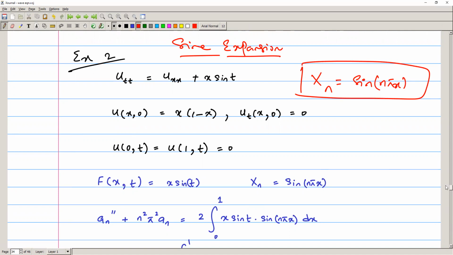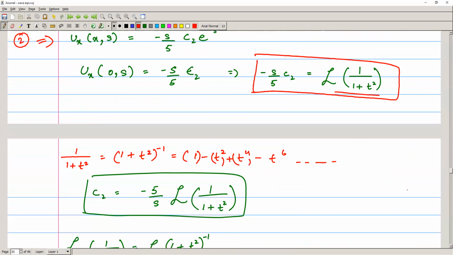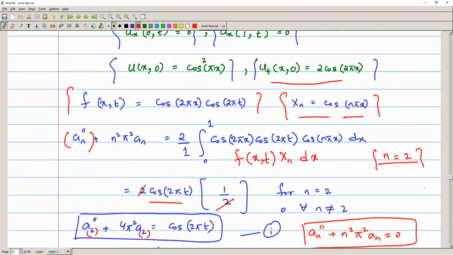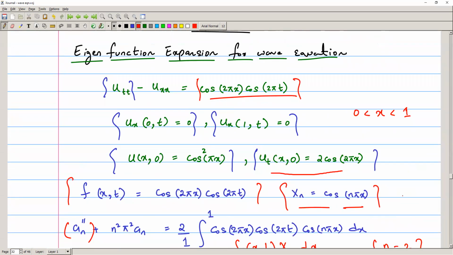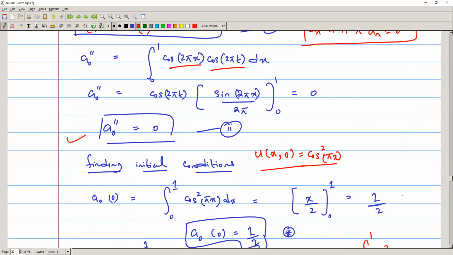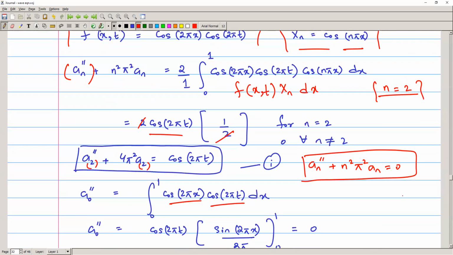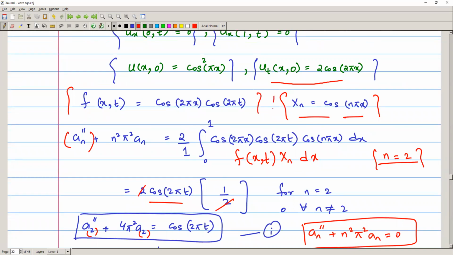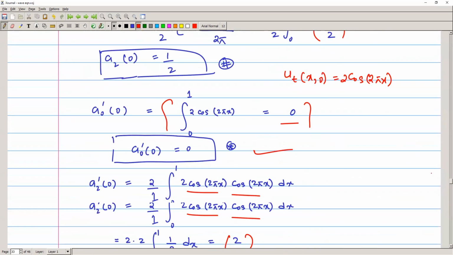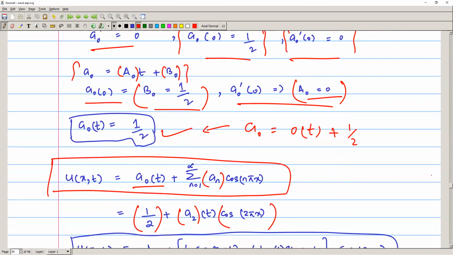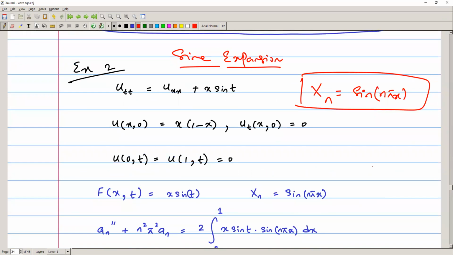In the previous case, the eigenfunction was cosine n pi x, because of the Neumann conditions. Now there are Dirichlet conditions. That's why we are going to use the eigenfunction that we get if we solve the equation for the boundary conditions. And again, the boundary conditions are homogeneous, so we can use the method of eigenfunction expansion.